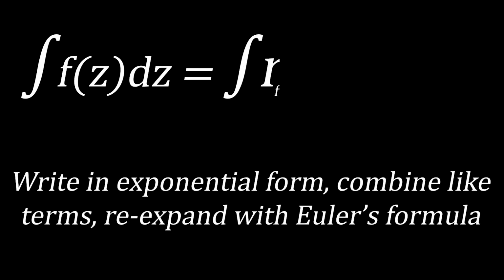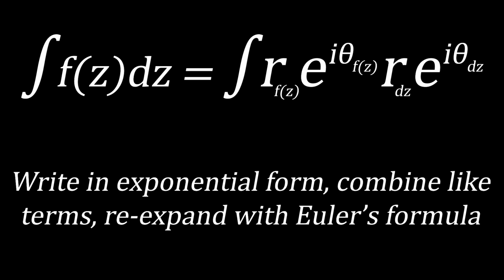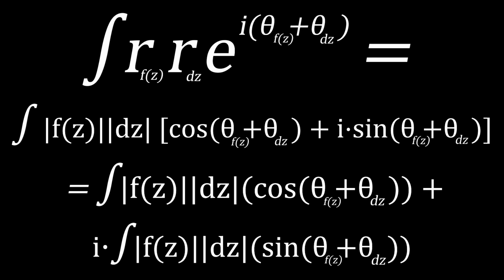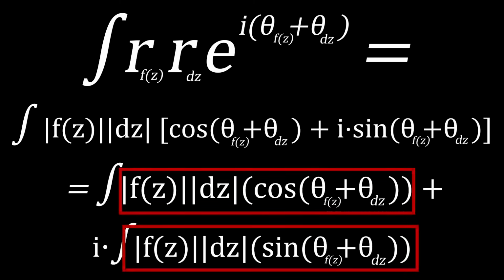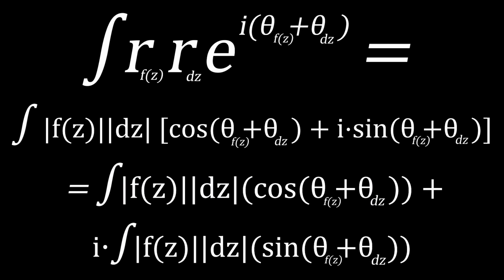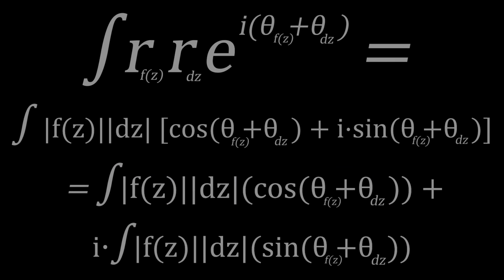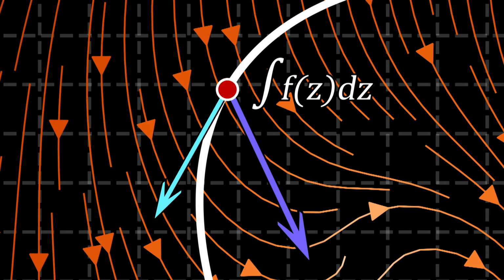Writing our integrand in exponential form and expanding using Euler's formula, what we ultimately find is that our integrand is equal to cosine of theta plus i sine of theta times the magnitude of the vector f of z times the magnitude of the vector dz. But now it's clear that this is exactly the work and flux of two vectors. The problem is, when we look at our vector field, we see the angle between f of z and dz.